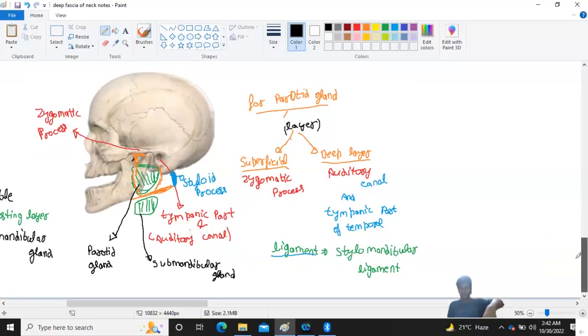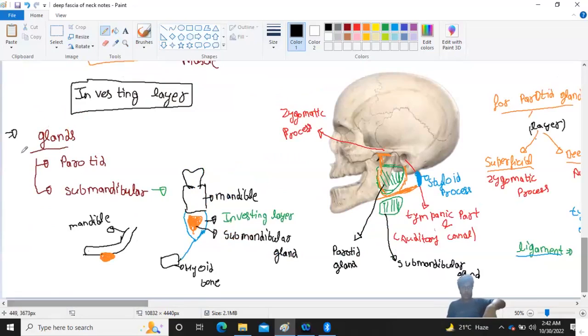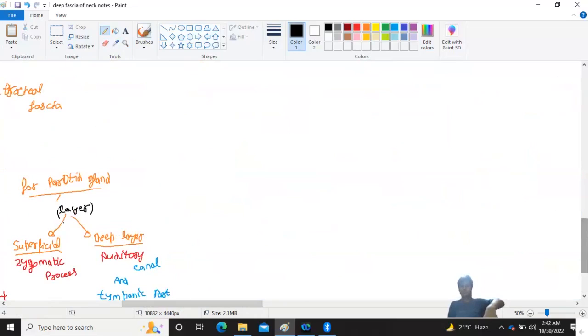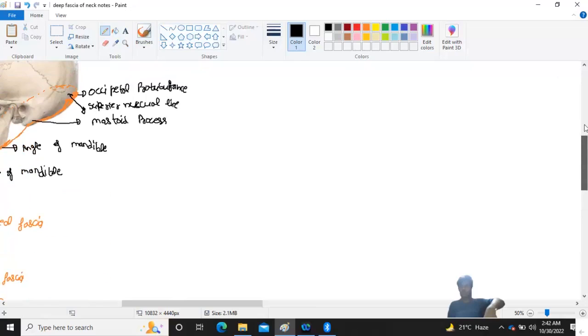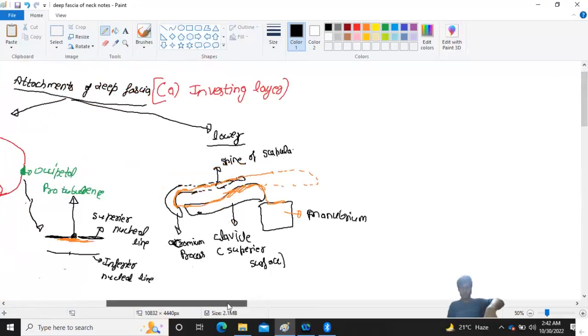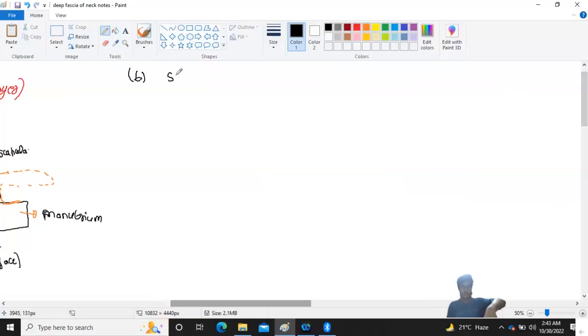Now come to the deep area. These two glands are covered by this layer. It covers two spaces also. First, two spaces are formed. One space is the suprasternal space. So first we draw a diagram. Let's say this is the manubrium, and here the clavicle is attached, on both sides. Done.